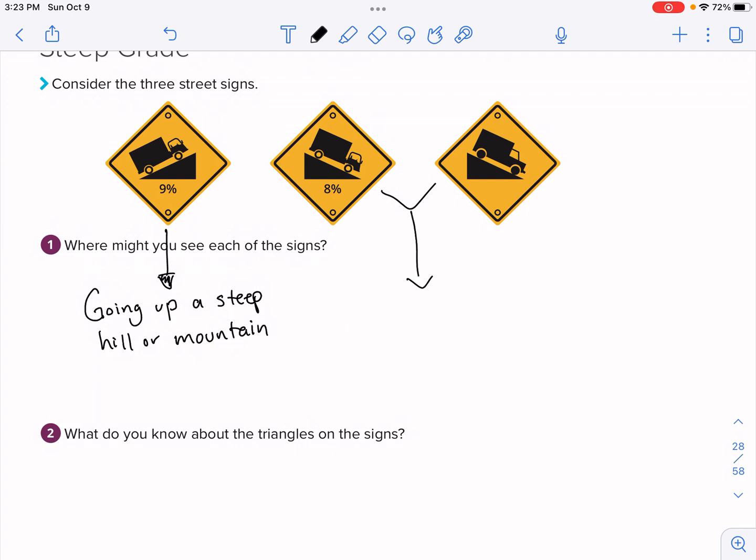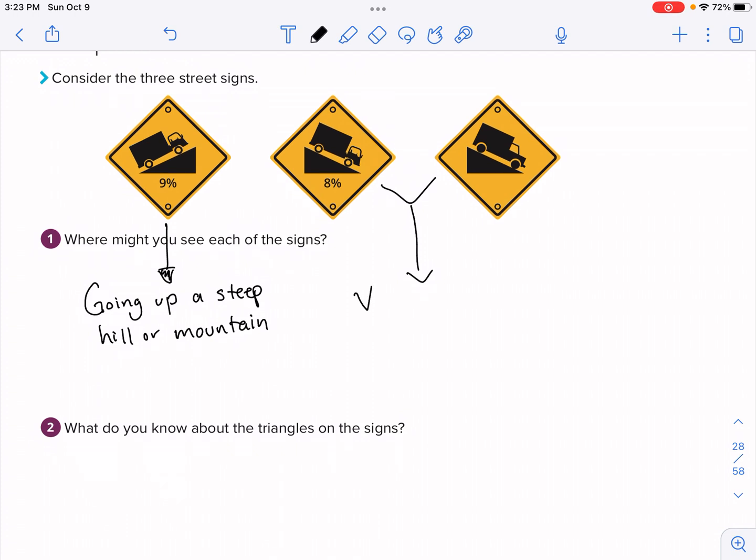Let's just say the last two would be seen as vehicles traveling down. And we'll say traveling down a hill or mountain. I'll put MT for mountain.